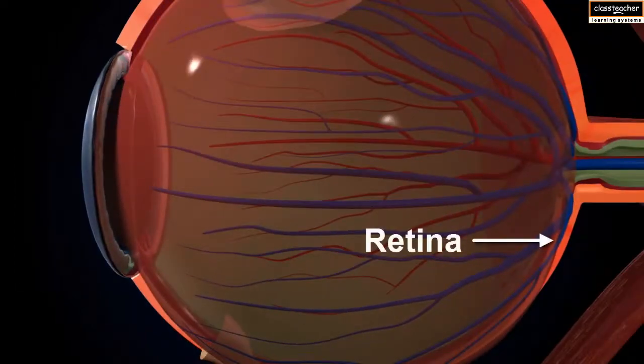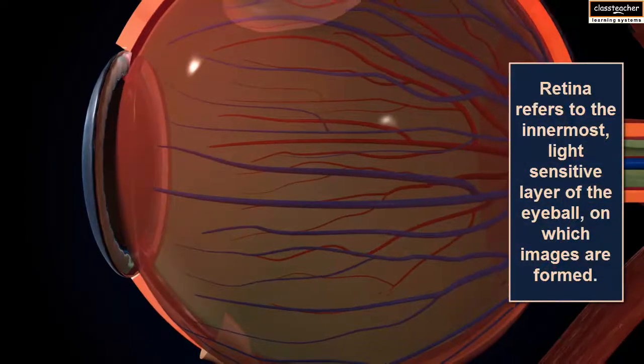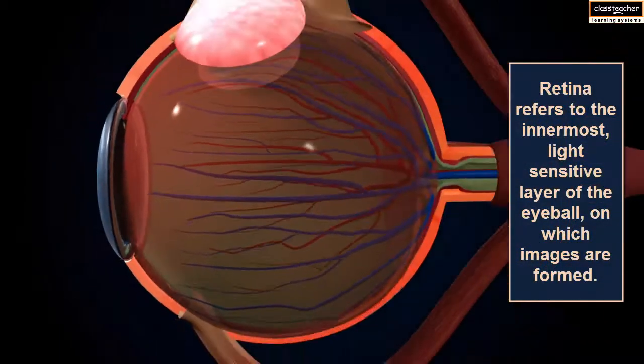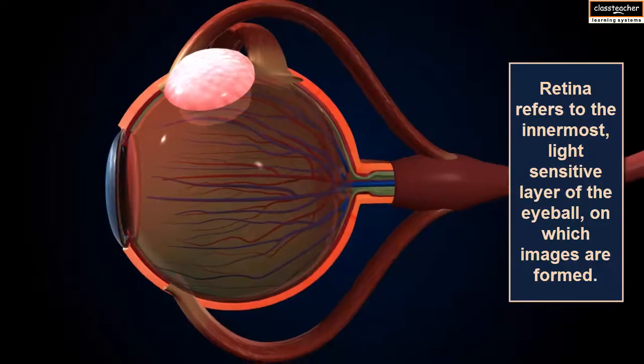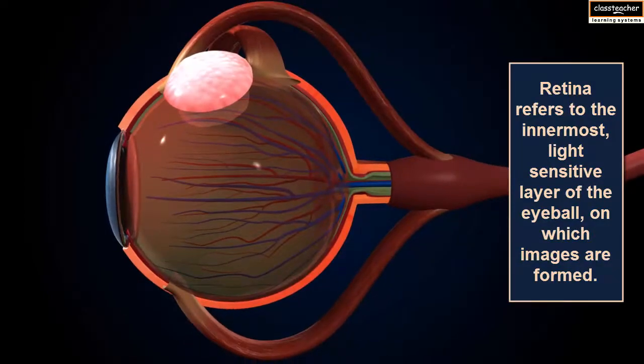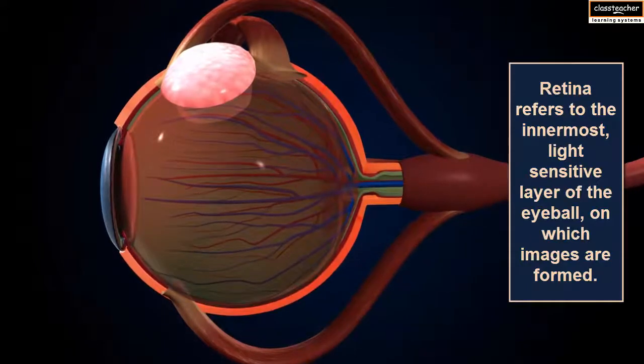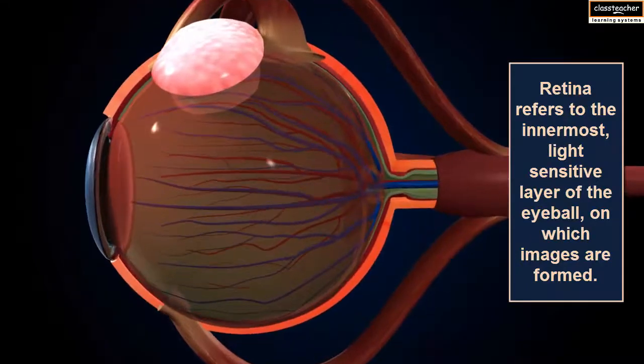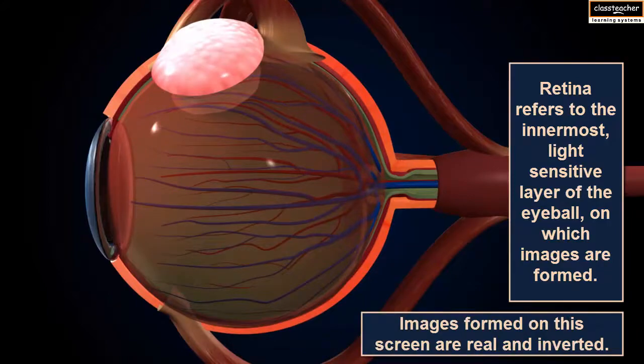The retina, often referred to as the film of the eye, is the layer of light-sensitive cells that line much of the inside of the eyeball. It refers to the innermost light-sensitive layer of the eyeball on which images are formed. Images formed on this screen are real and inverted.